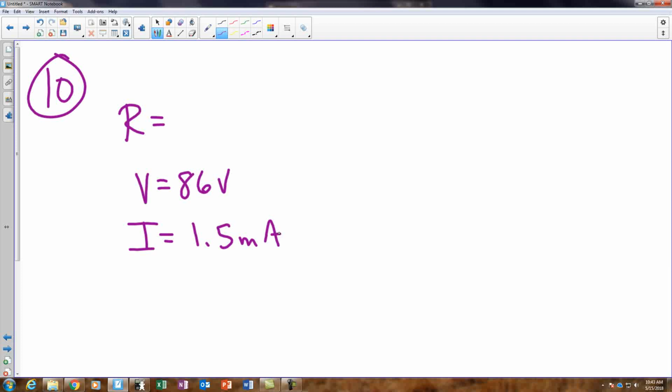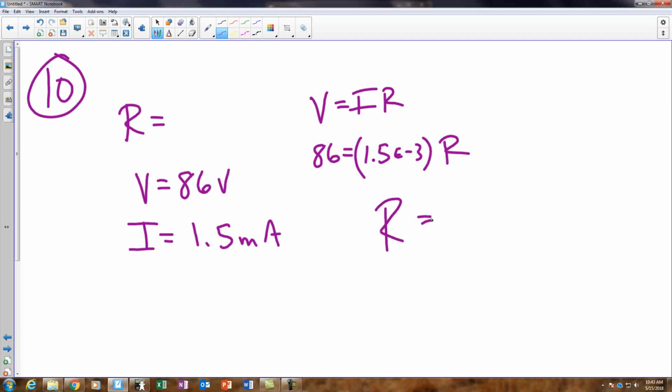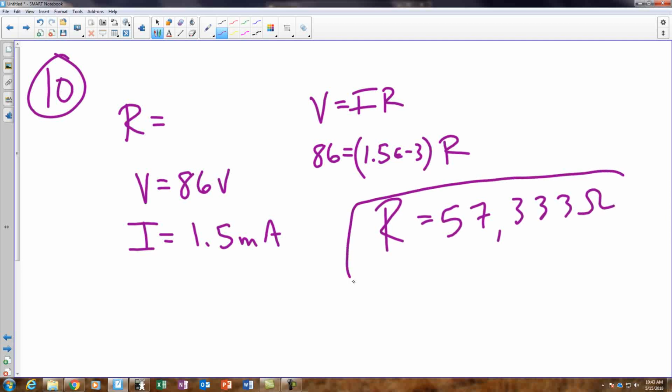So if we go through, this is just Ohm's law. This is what I mean by it's too easy. V equals IR. So 86 equals 1.5 E negative 3 times R. And if we solve for R by division, I think it's 57,333.3. We use that Greek letter omega for ohms.